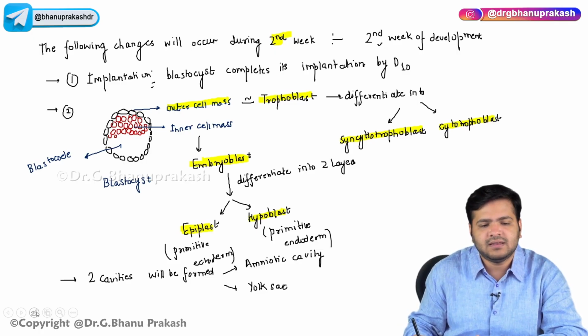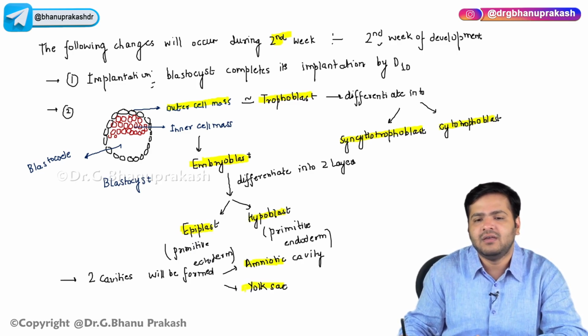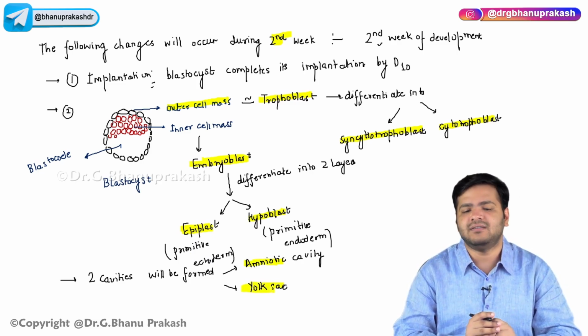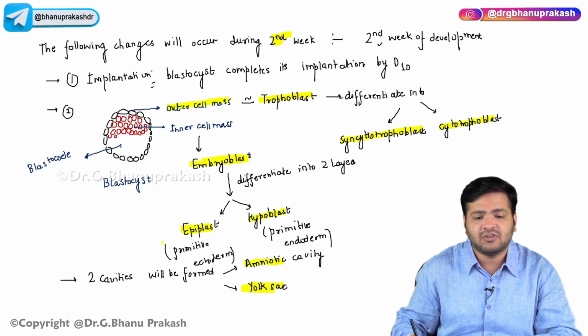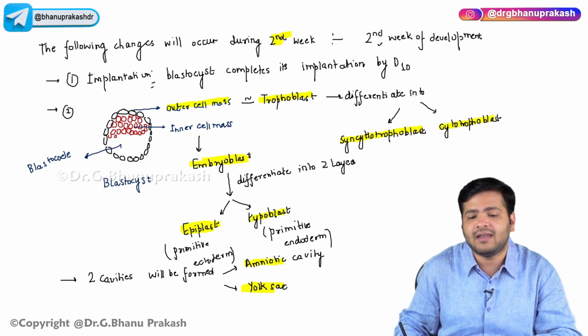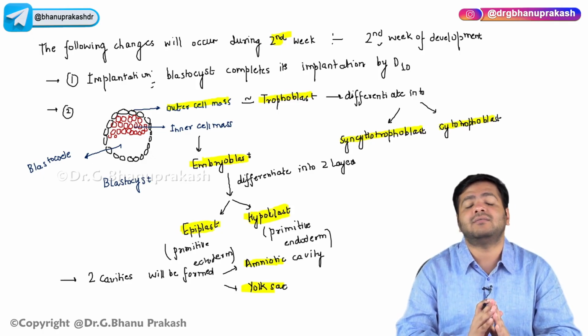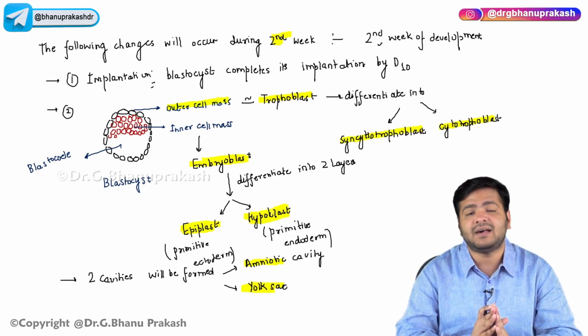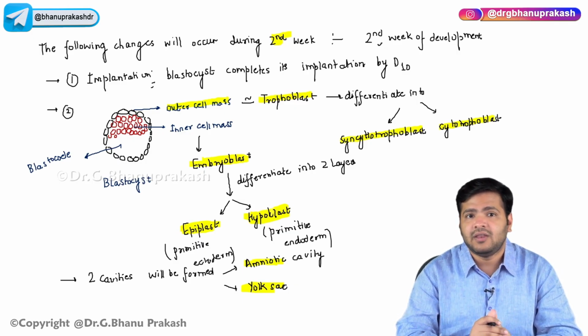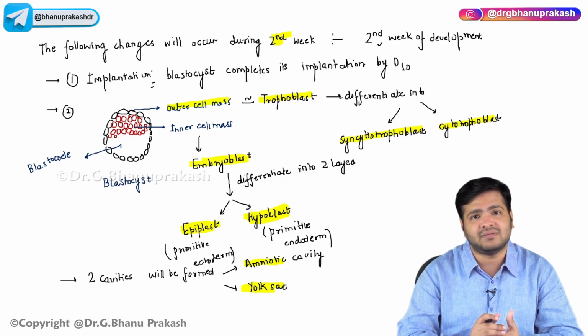So everything is two in number, so it is easier to remember, right? When I say bilaminar germ disc, I'm actually talking about the epiblast and the hypoblast. Bilaminar germ disc simply means the epiblast and the hypoblast. Along with this change, there are other changes also which I have discussed on the screen. Now let us see how this process goes on.